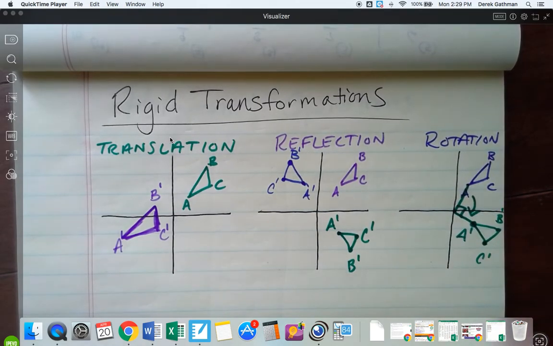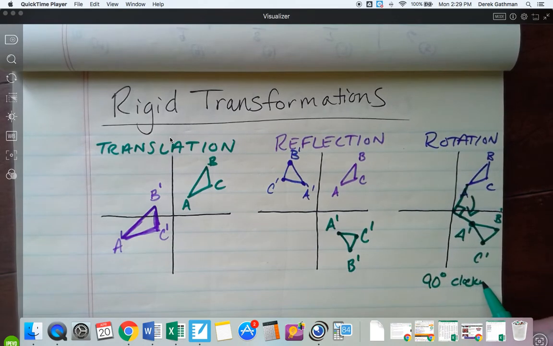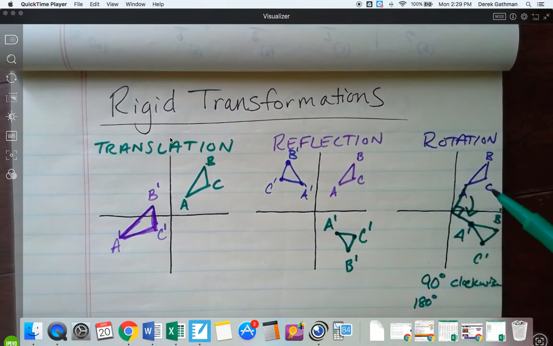So again, shape hasn't changed. I'm just rotating it. And we usually do that in degrees, so you might say 90 degrees clockwise, or even 180 degrees. If you do 360 degrees, that takes you right back to where you started. We'll look at pretty straightforward rotations.